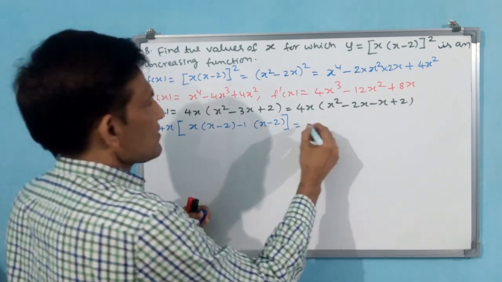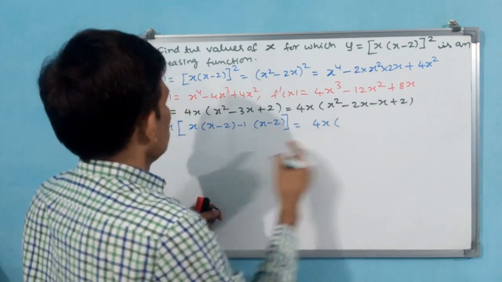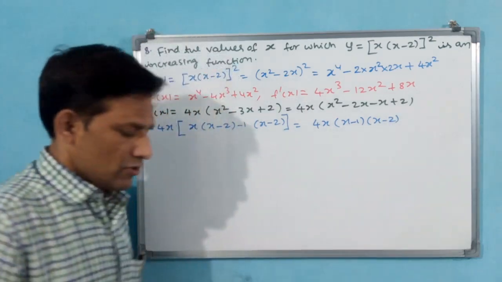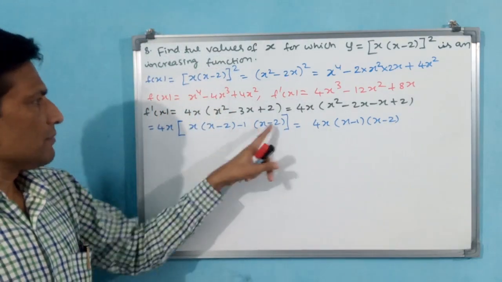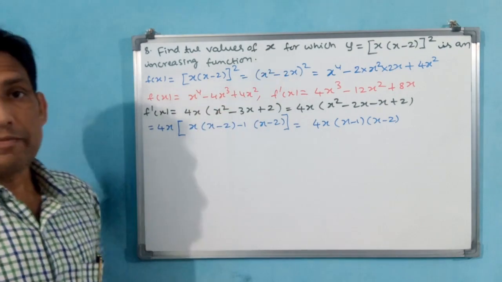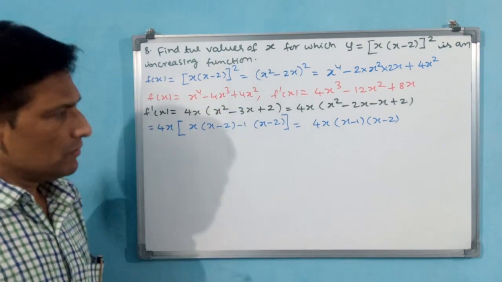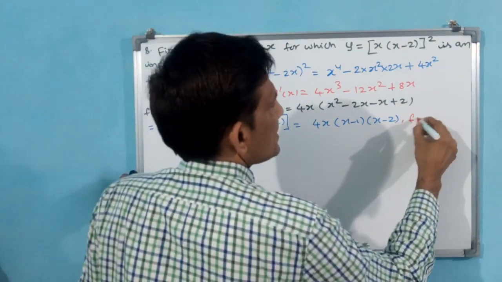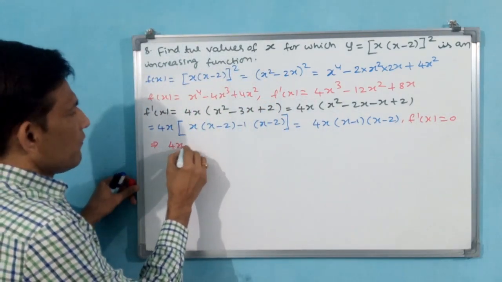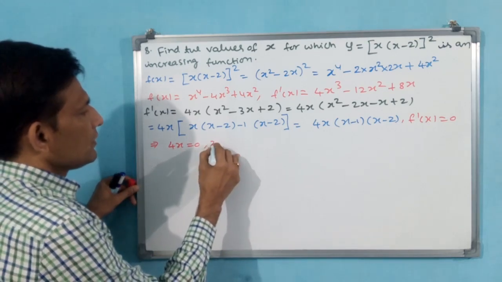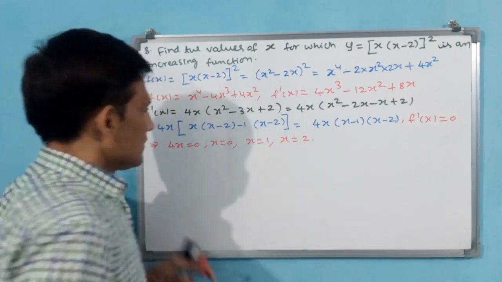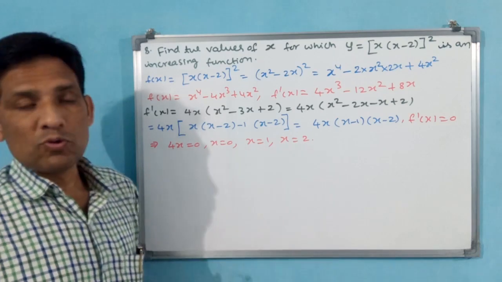What is the advantage? You can write like this: 4x into x minus 1, x minus 2. Now for finding the values, you have to make this 0. Write down, f dash x is equal to 0, which implies 4x is equal to 0, x is equal to 0, x is equal to 1, x is equal to 2.